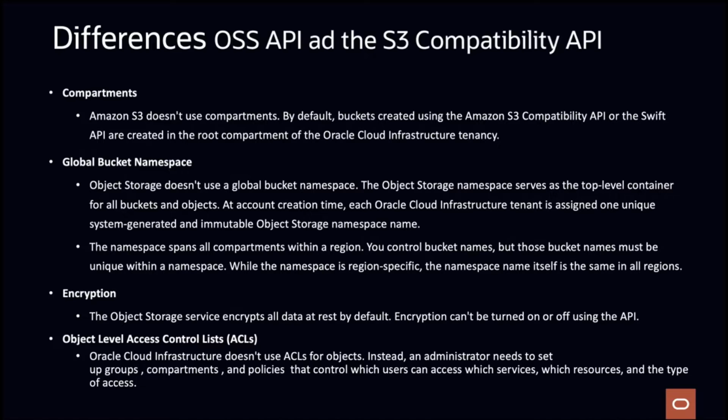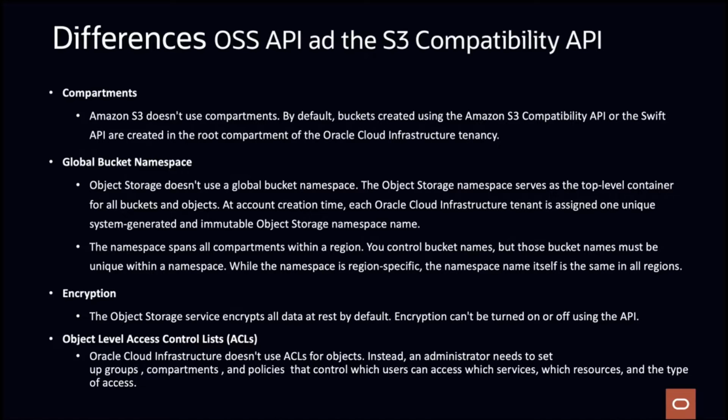The second thing is global bucket namespace. The object storage API doesn't use a global bucket namespace. The object storage namespace serves as a top level container. All the buckets and all the objects that you create are part of that top level container, which is the namespace. So when you create an object storage tenancy, at the time of account creation, you are assigned a unique system generated namespace.